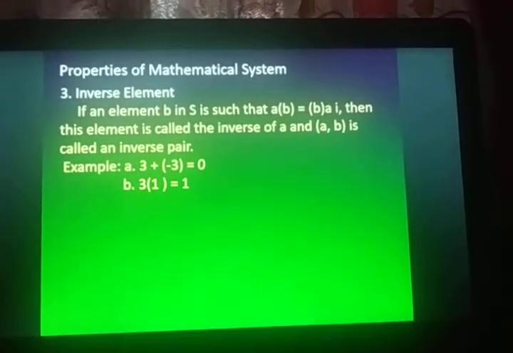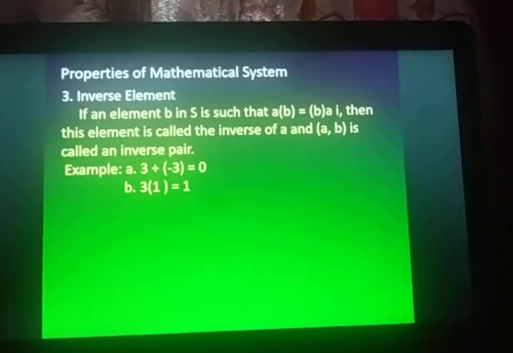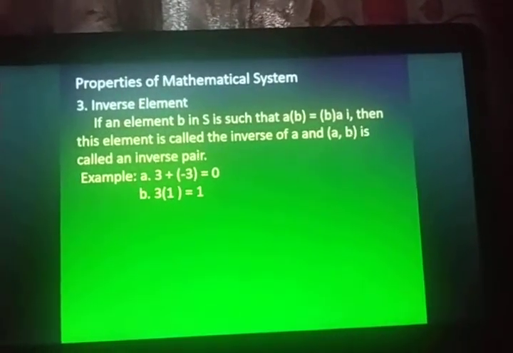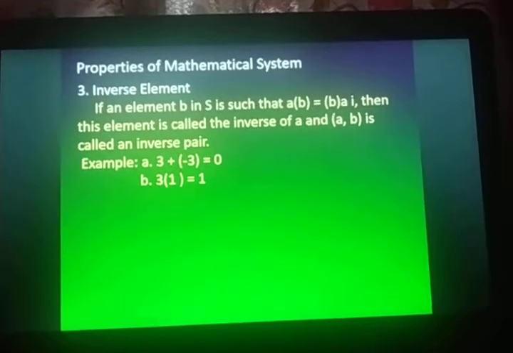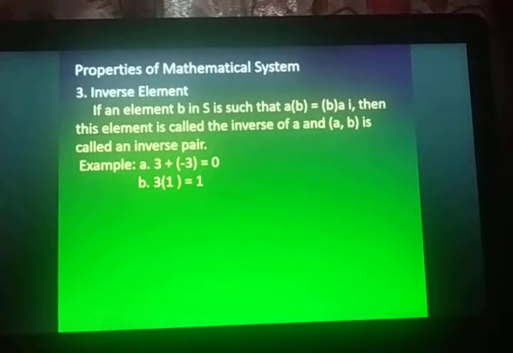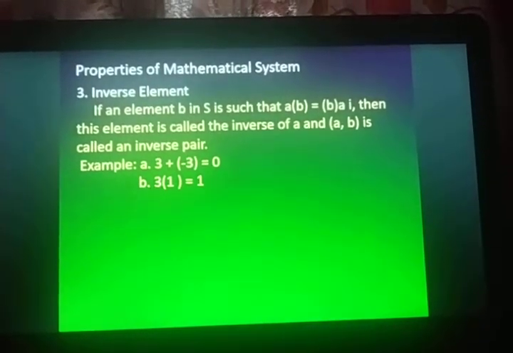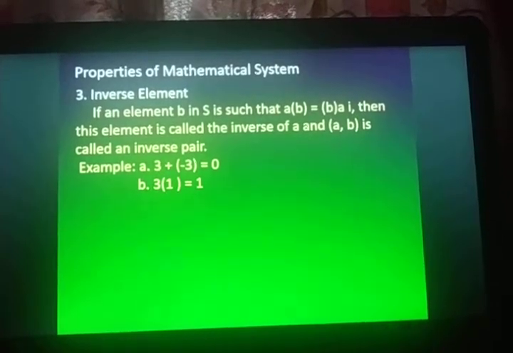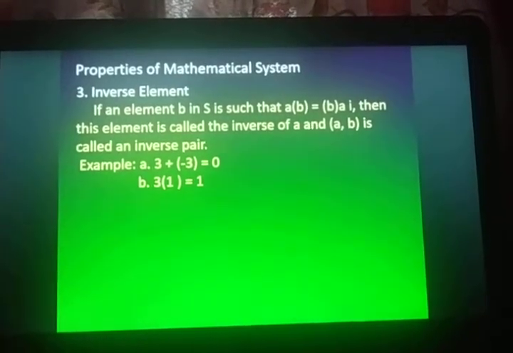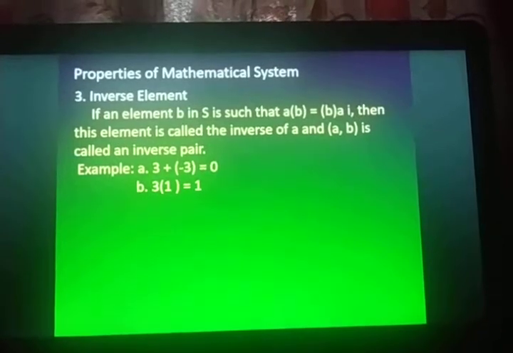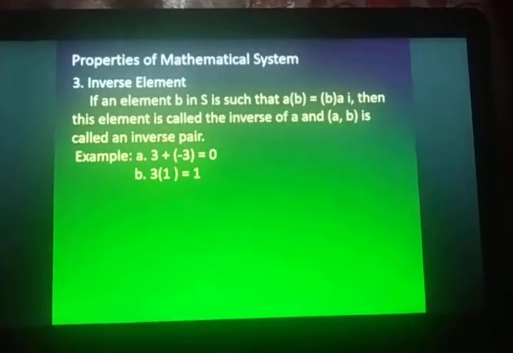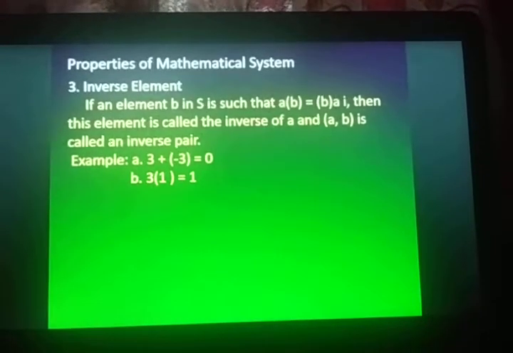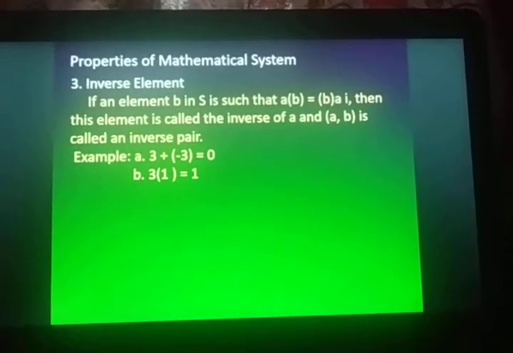Like 5 plus negative 5 equals 0 because they have inverse signs. One is positive, the other is negative. Another, we have 9 plus negative 9. The answer is still 0 because they have different signs. The inverse pair of positive 7 is negative 7. The inverse pair of 100 is negative 100. So when you add them, the answer is always 0.